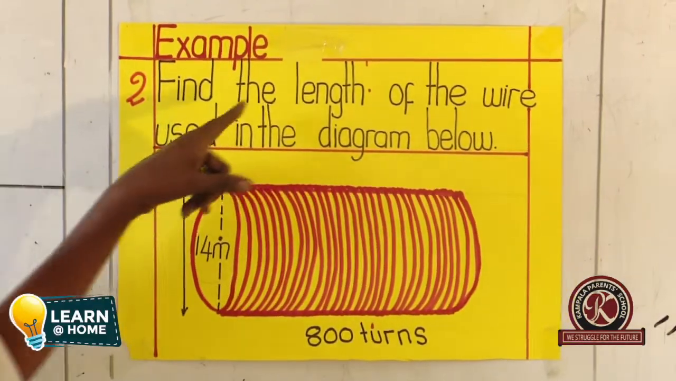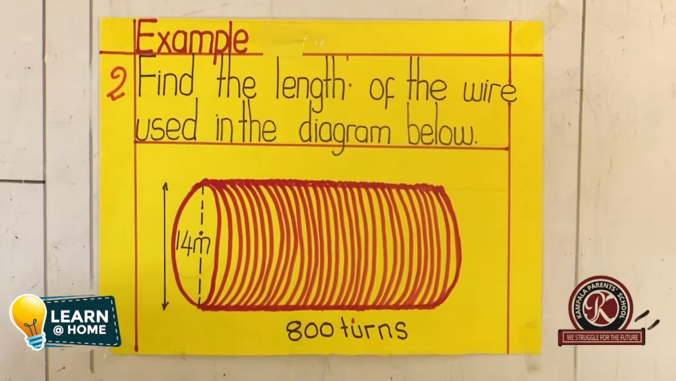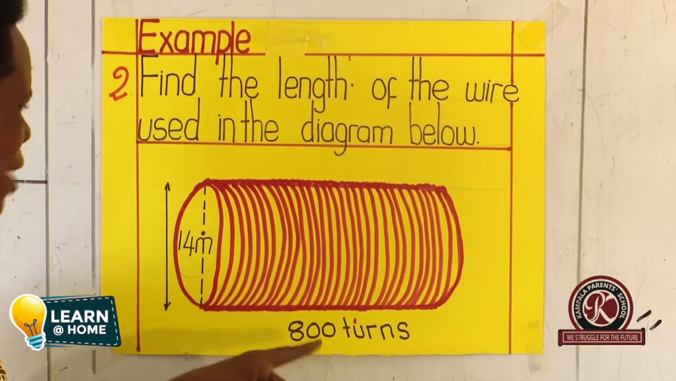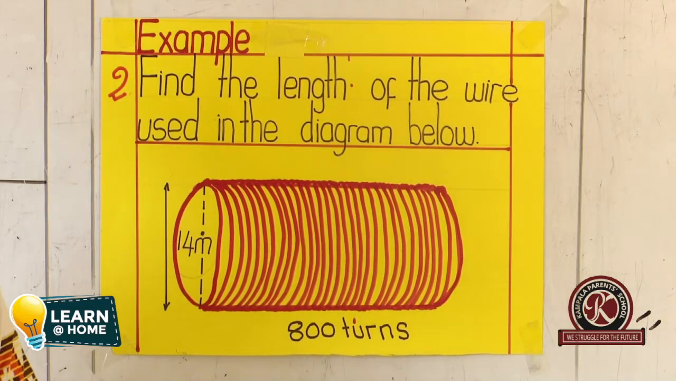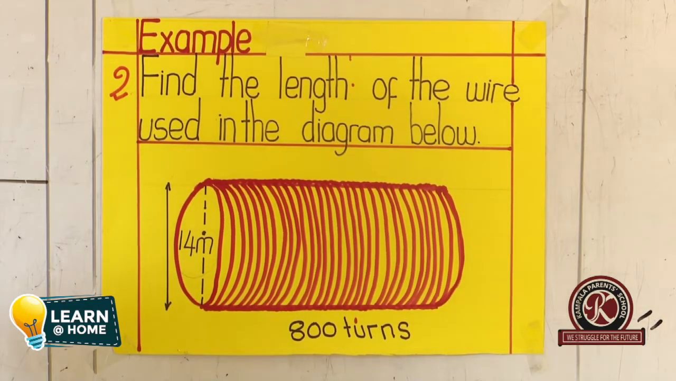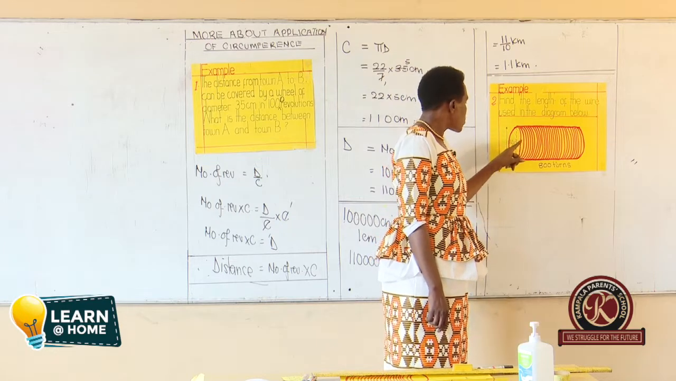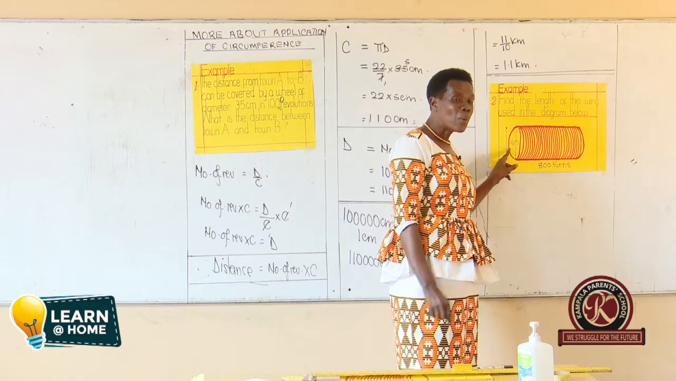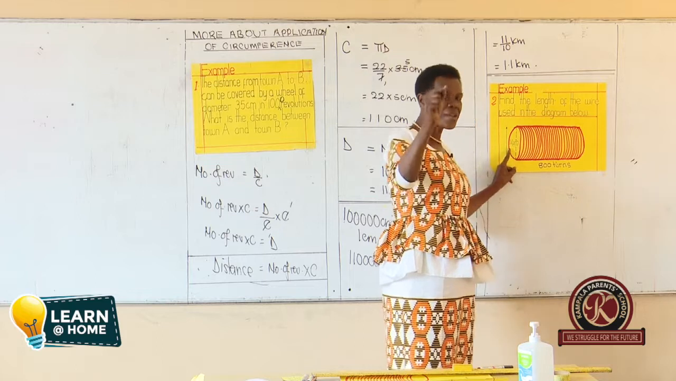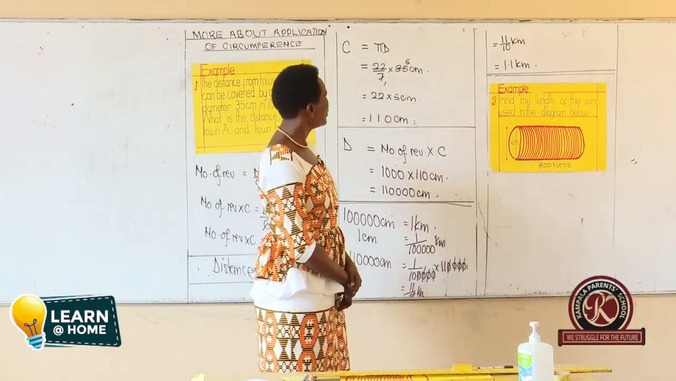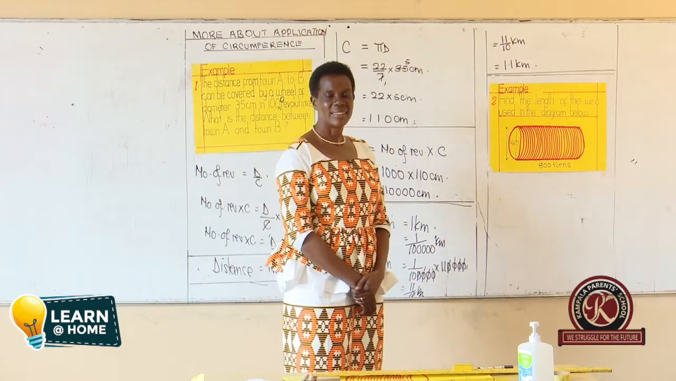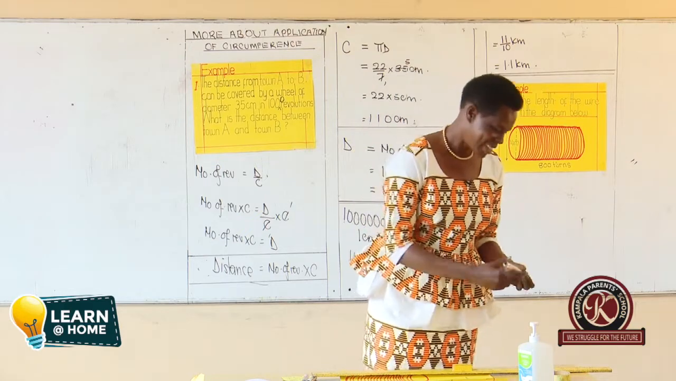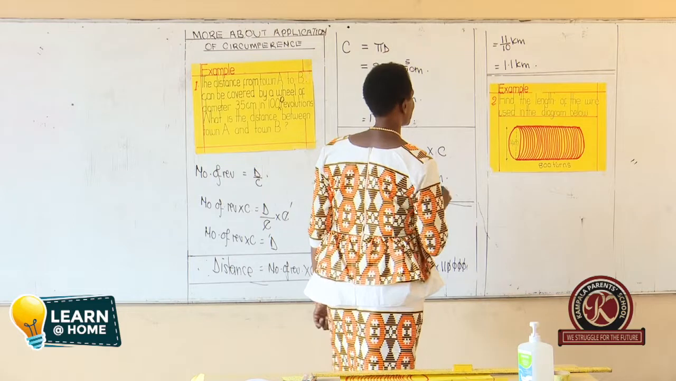So they've said, find the length of the wire used in the diagram below. This wire has been wound round 800 times. But if it goes round once, that is equal to the circumference, which will give us the length within 1 revolution. So now, what are we going to start with? Good. We are starting with the circumference, direct.